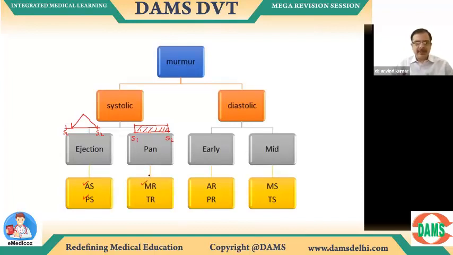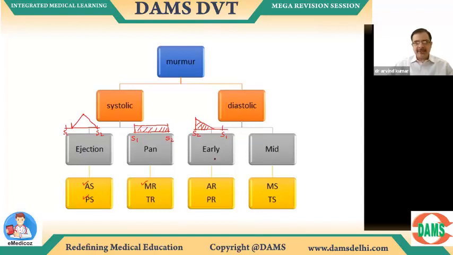So how to remember this? Whatever the left-sided valvular defect, the same murmur will be produced by the right-sided valvular defect of that particular valve. While a diastolic murmur can be an early diastolic murmur, if we make a diagram of early diastole, this is S2, this is S1, here is the opening of the AV valve. This early diastolic murmur starts with S2 and shows a decreasing trend like this, occupying the early part of the diastole.